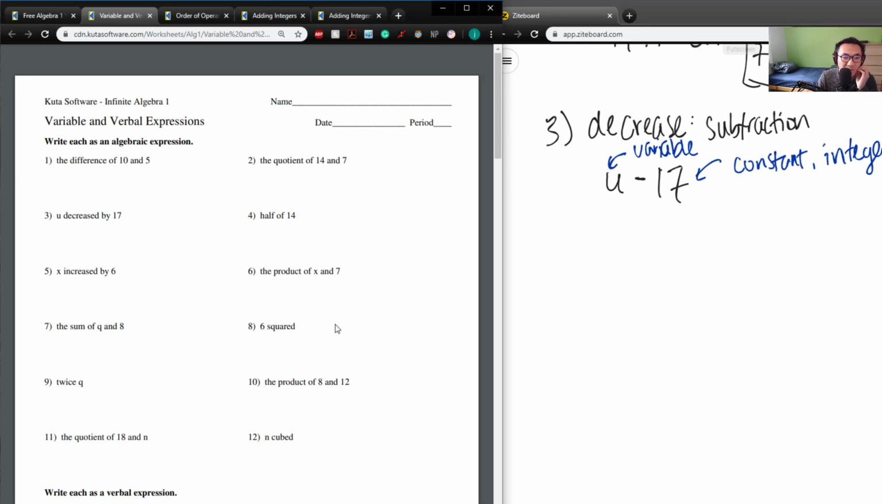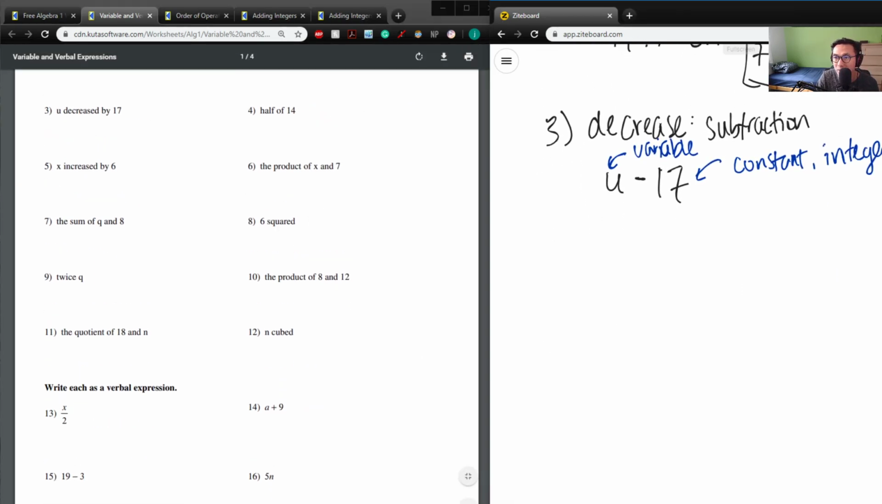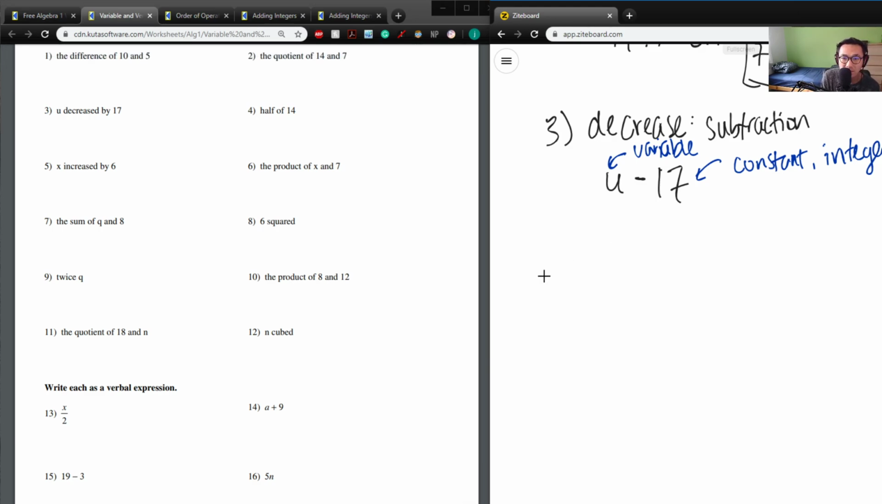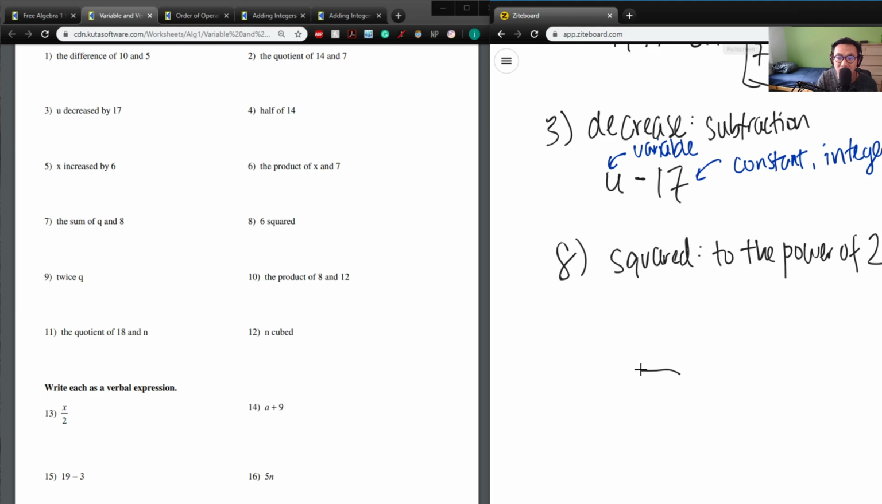Let's move down to 8. Actually, 8's a bit more interesting here. So 8 says 6 squared. When we talk about squared, it's talking about this idea of exponents. So squared means, in this case, to the power of 2. You can't see that, to the power of 2. And in this case, what that is, it's simply just an exponent.